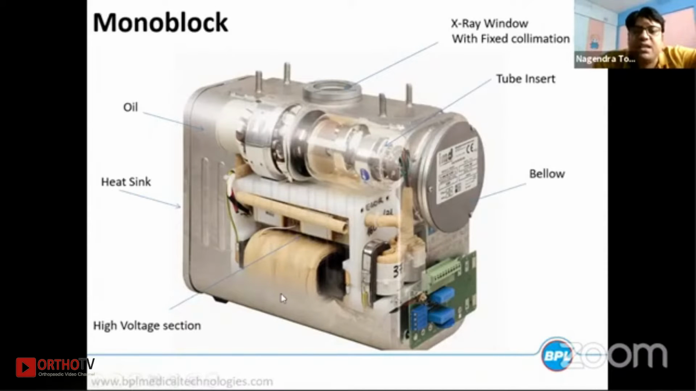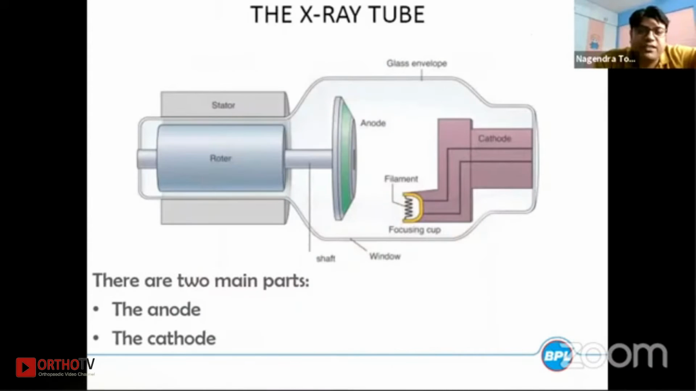And on the bottom side, this is the high voltage section. So this is the monoblock, the major parts inside the monoblock. And obviously this is the main part, because this is the heart of the CM. Okay, X-ray tube, as we all know, there are two main parts.